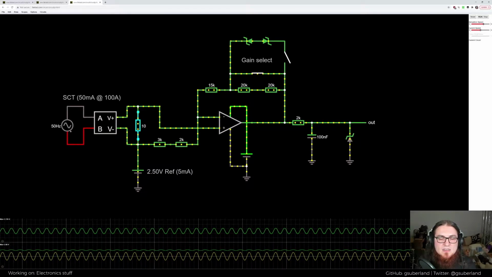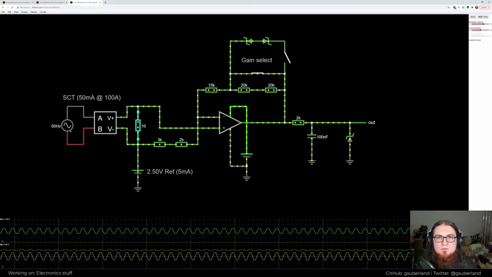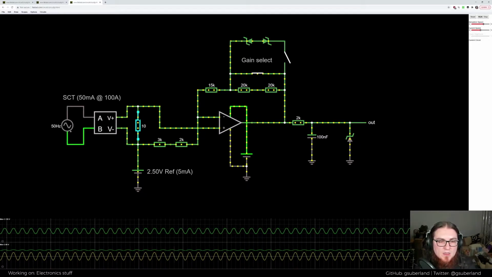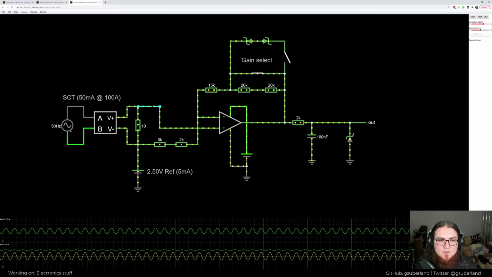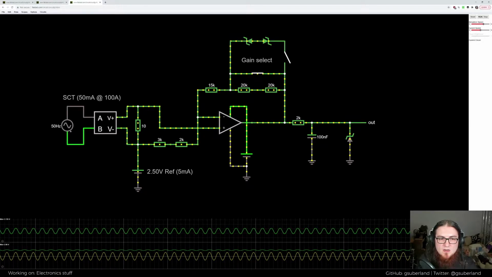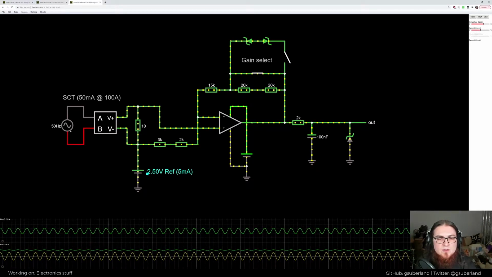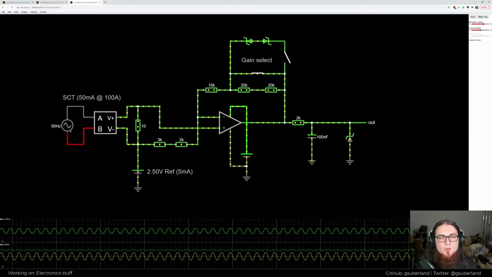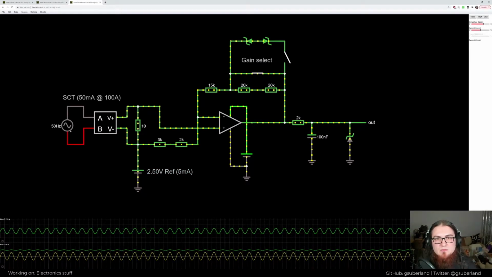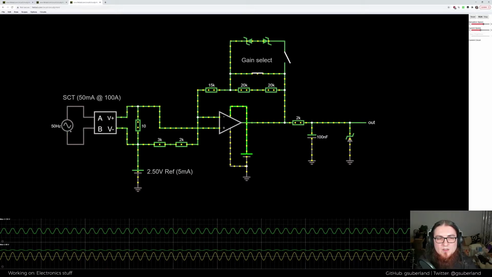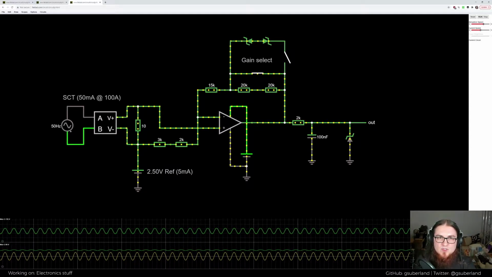So let's say it's as high as plus minus 500 millivolts. That means that this signal, in terms of voltage, can be as low as 2.5 volts minus 500 millivolts, which is 2 volts, or as high as 2.5 volts plus 500 millivolts, which is 3 volts. So you get this waveform that goes between 2 volts and 3 volts.